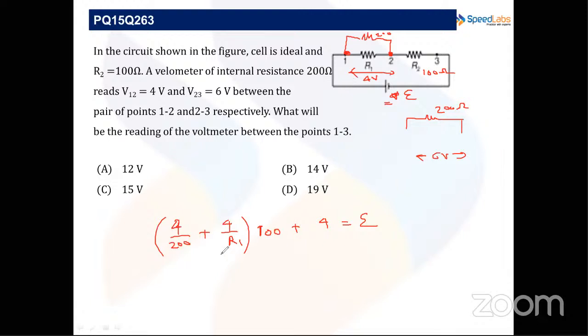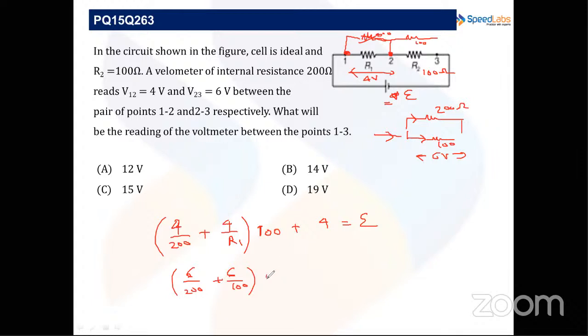Let's write one more equation for when the voltmeter is connected across this. We find the current first, following the same process. What is the current in the voltmeter branch? It is V by R. What is V across the voltmeter? One second, my bad, this time it is 6 volt, so V by R with the voltmeter resistance 200. That is the current in the voltmeter branch. Then there will be current in the 100 ohm branch also, so again V by R, 6 by 100. That is the current in this entire branch.